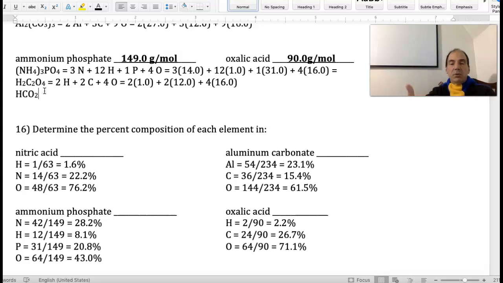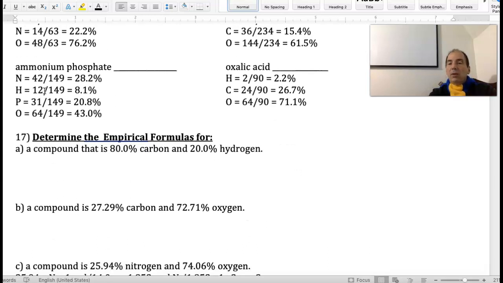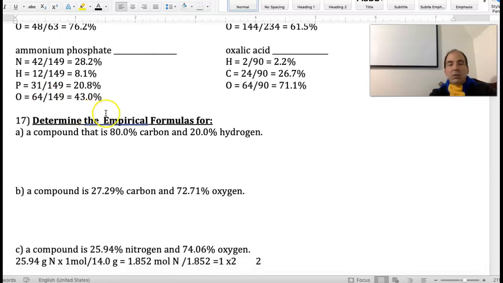We have to find the empirical formula before we can find the other one. The empirical formula is just easier to find mathematically and also from a laboratory sense, okay? So we find the empirical first, and that's going to help us determine what the actual formula is. So we're just not going to worry about the actual formula. We're just going to find these empirical formulas.